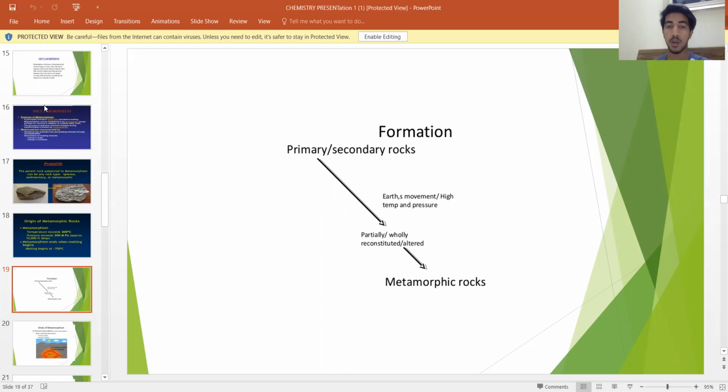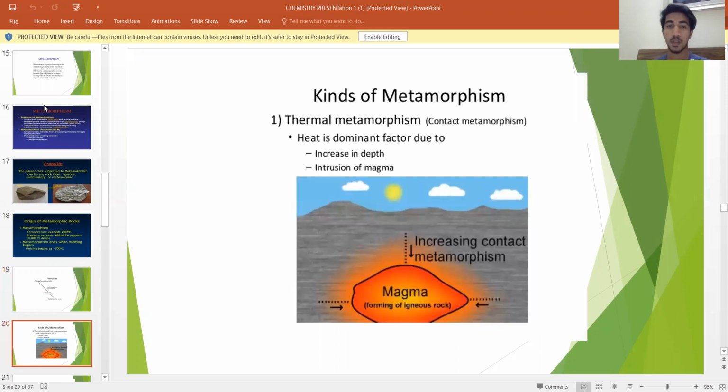So these rocks are formed when high pressure or hot mineral-rich fluids, or more commonly a combination of these factors, are applied. These conditions are found deep in the earth. So now we will discuss the kinds of metamorphism. There are different kinds of metamorphism. First of all, there is thermal metamorphism.